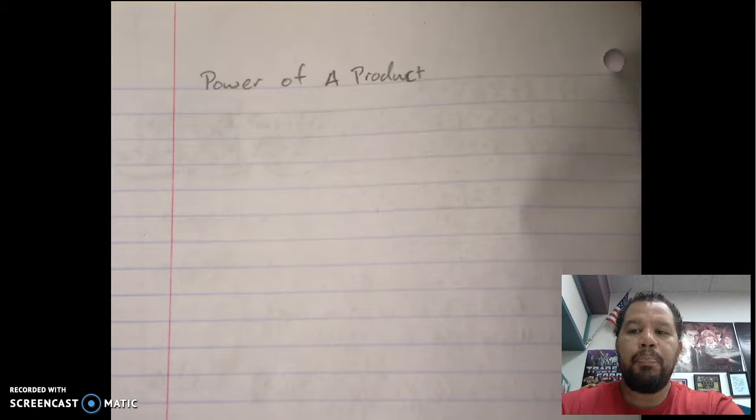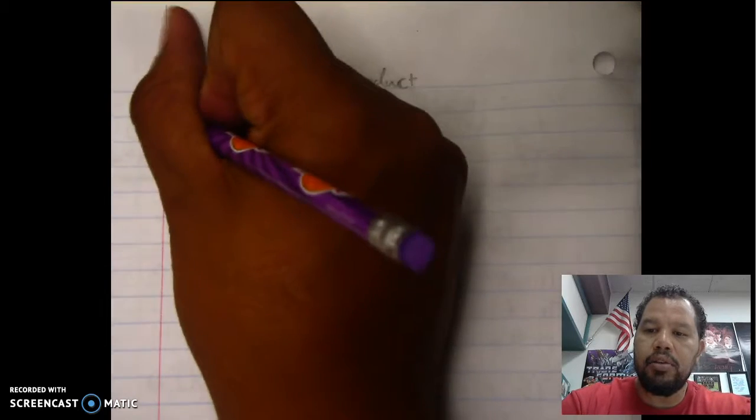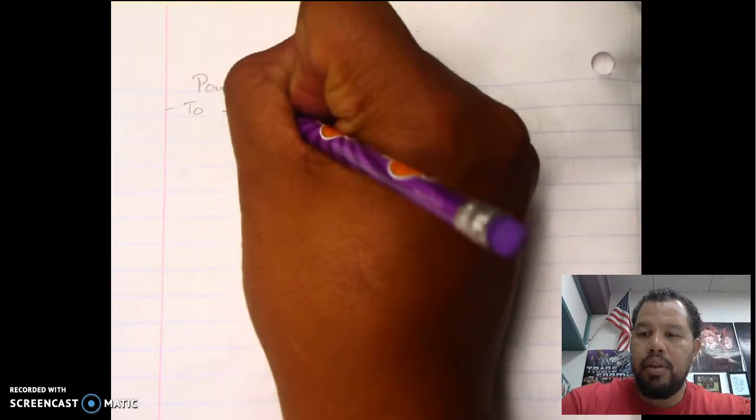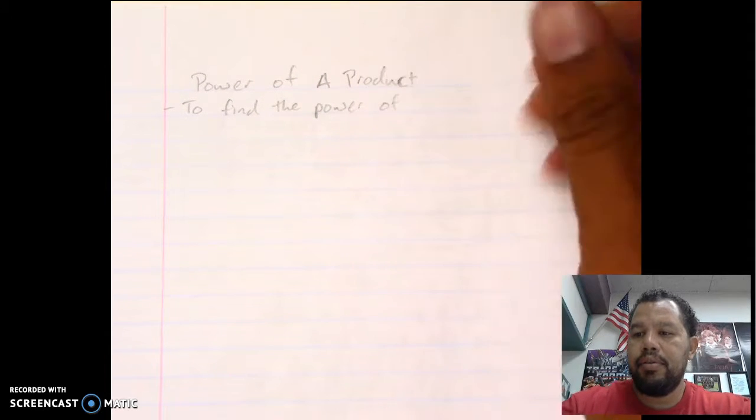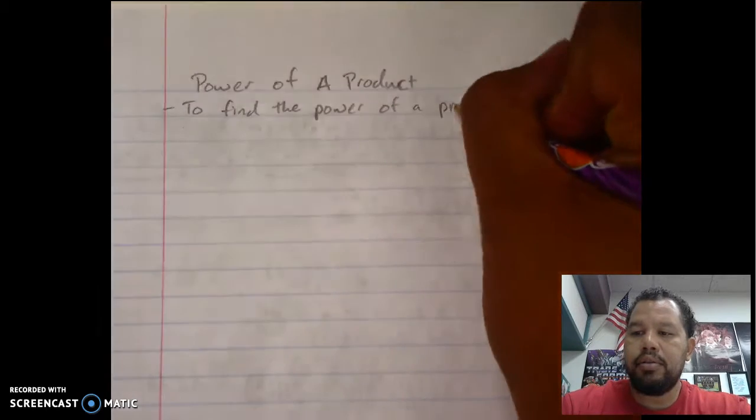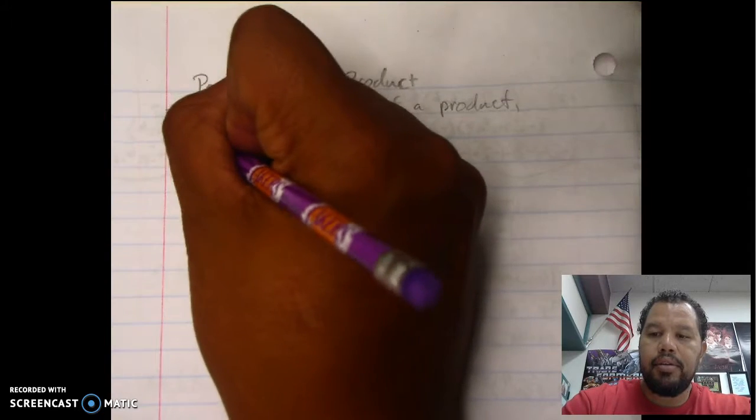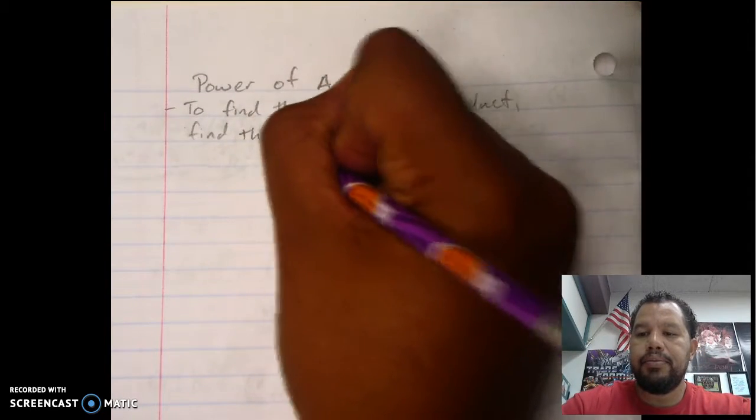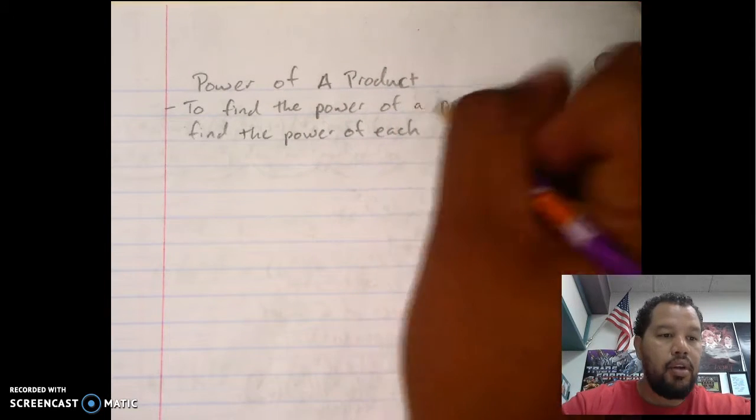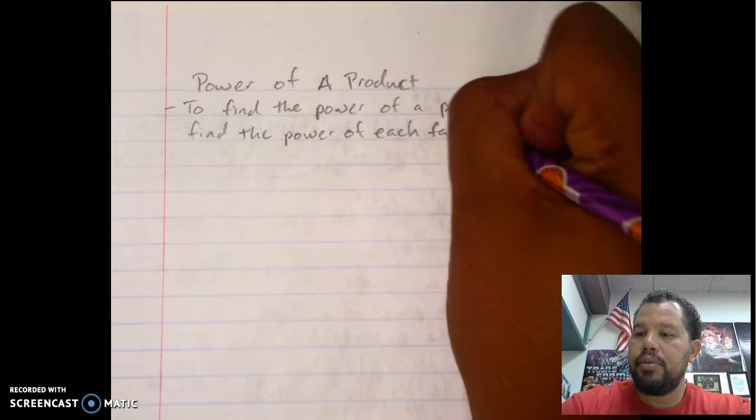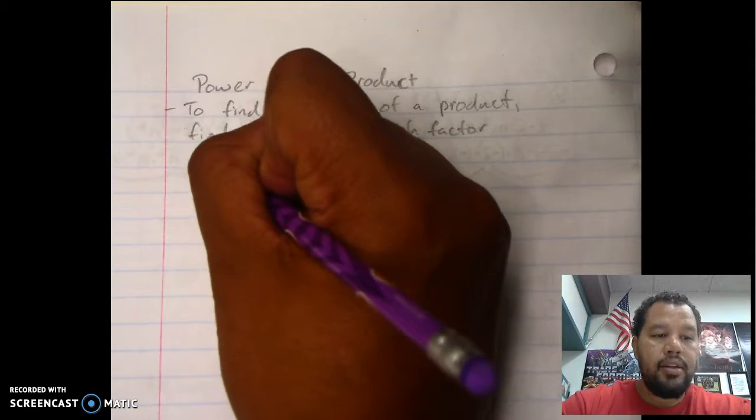Next, we're going to go over power of a product. And what is the power of a product? It says to find the power of a product, find the power of each factor, and multiply. And this is important: each of each factor.